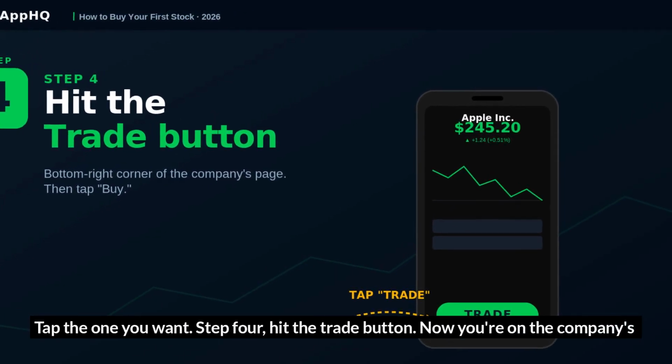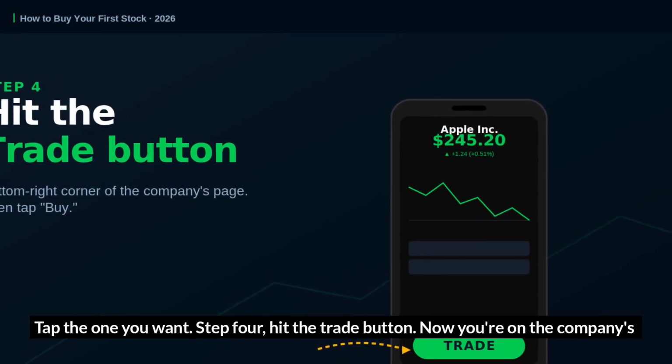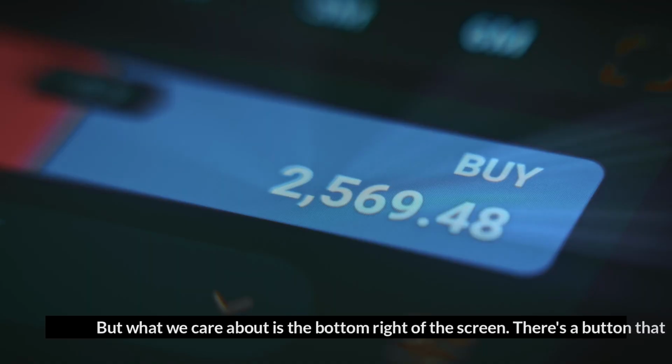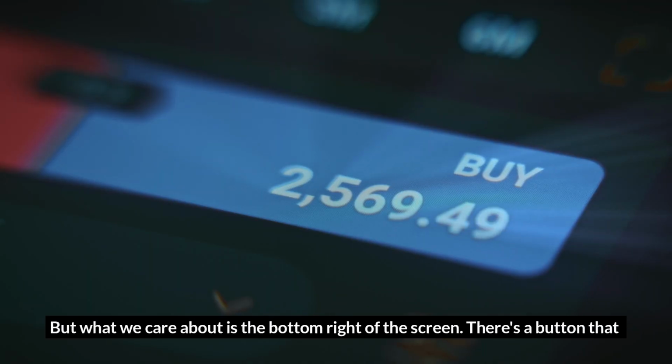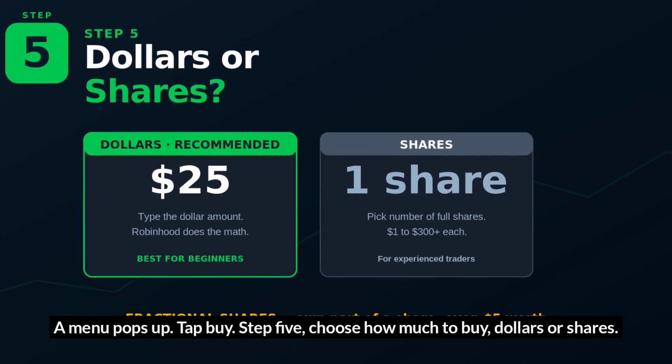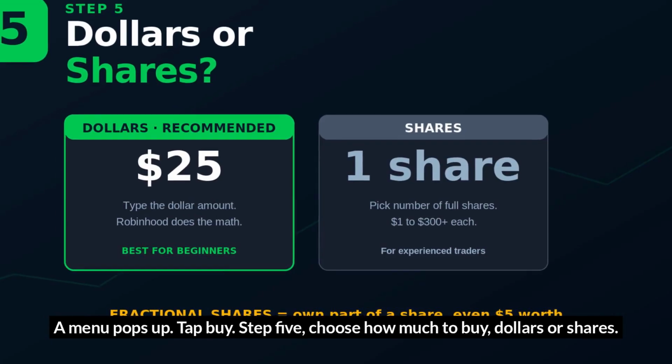Step 4, hit the trade button. Now you're on the company's page. You'll see the stock price, a little chart, some news. Cool. But what we care about is the bottom right of the screen. There's a button that says Trade. Tap it. A menu pops up. Tap Buy.